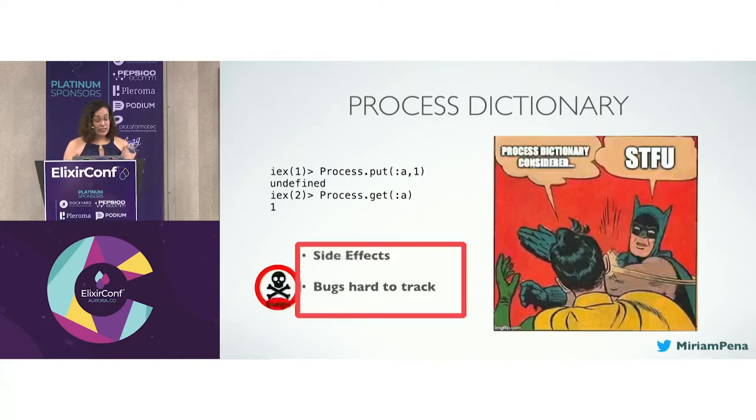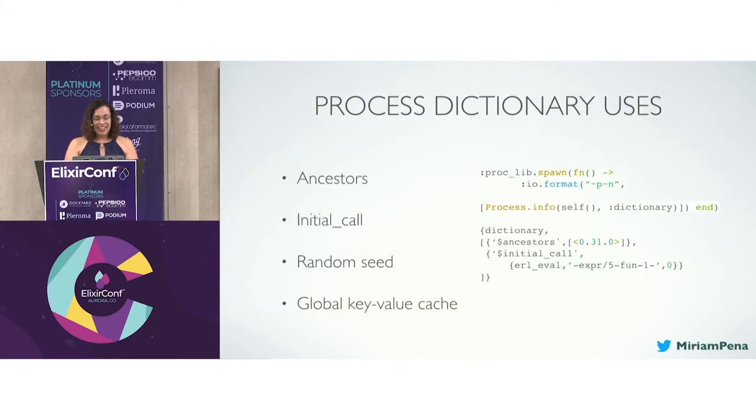The problem with this, of course, is it creates side effects. Bugs are hard to track. So I'm not going to get into that. You have a lot of arguments online if you want to get entertained. But it's there. You can use it. And you're actually using it already every day, because the process dictionary is the place where your ancestors are stored, your initial calls, if you're using random, the seed is there, and a lot of other things.